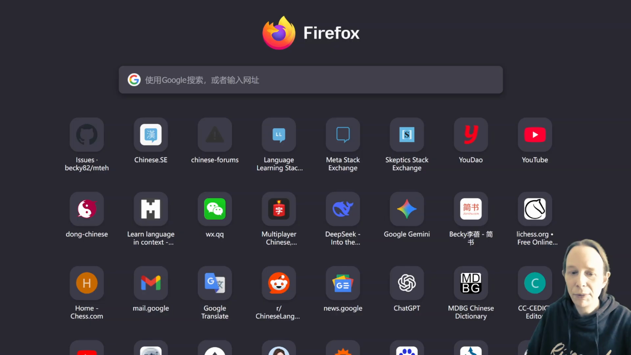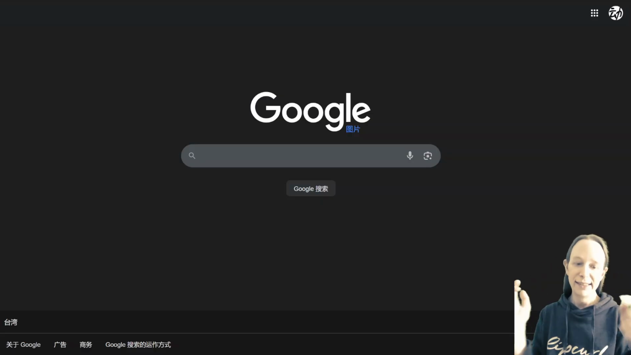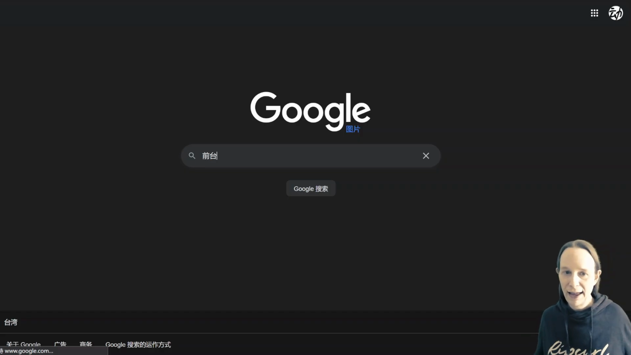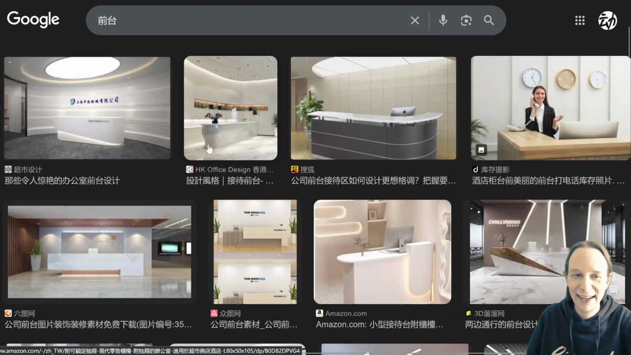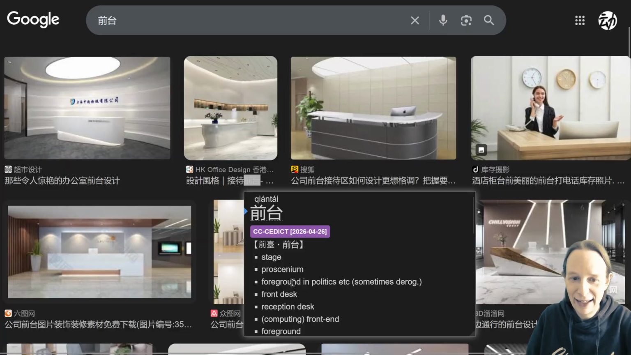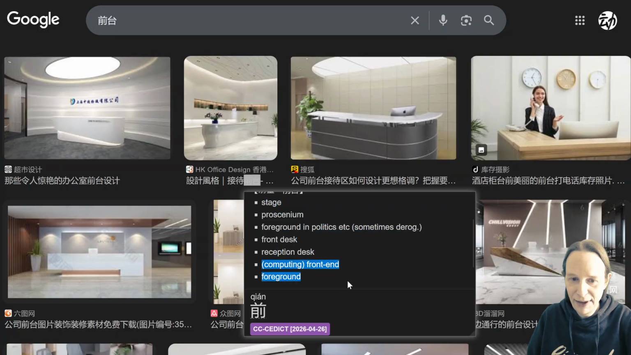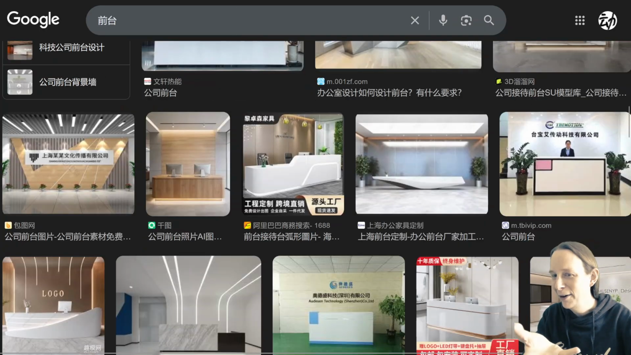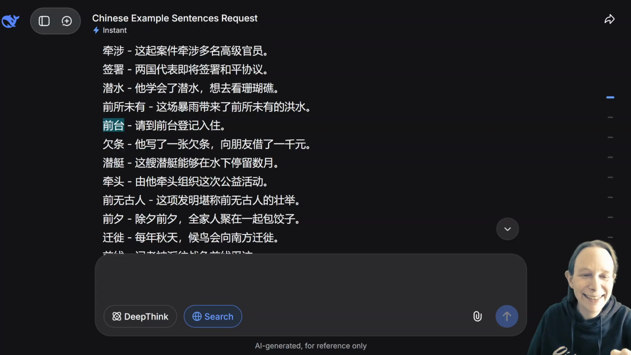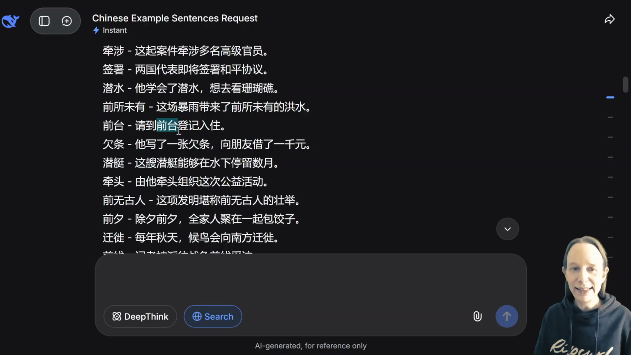前台. We'll put it into Google image search. It's a lot easier. 前台. Yeah, so 前 is in front and 台 is desk. So front desk. 前台. Front desk, reception desk. Like at a hotel or something. Front end, background, foreground. I don't know these other ones. 前台. 请到前台登记入住. Okay, so this is at a hotel.